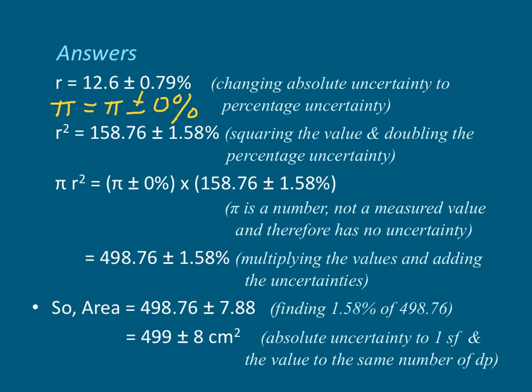Answers. The radius is expressed in terms of percentage uncertainty. So you convert the absolute to percentage. For pi, it has no uncertainty, so 0%. And then we first of all square the radius, square the value, and it becomes that. And then you multiply the percentage uncertainty by 2, and it gives you that.